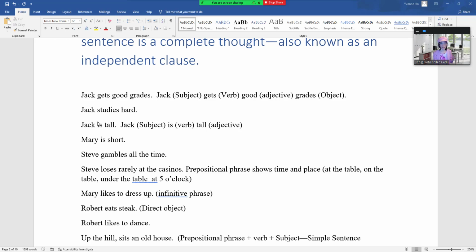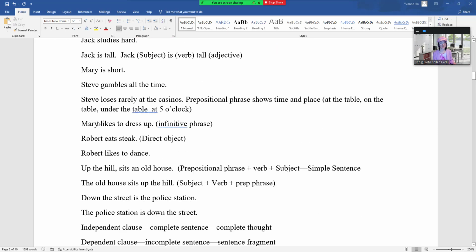Steve gambles. So this one is subject, verb, simple sentence. Steve loses rarely at the casinos. Subject, verb, adverb, and then you have a prepositional phrase. Steve is the subject, loses is the verb, rarely is the adverb, and at the casinos is the prepositional phrase. So a prepositional phrase shows time and place. So examples of prepositional phrases are at the table, on the table, under the table, or at 5 o'clock.